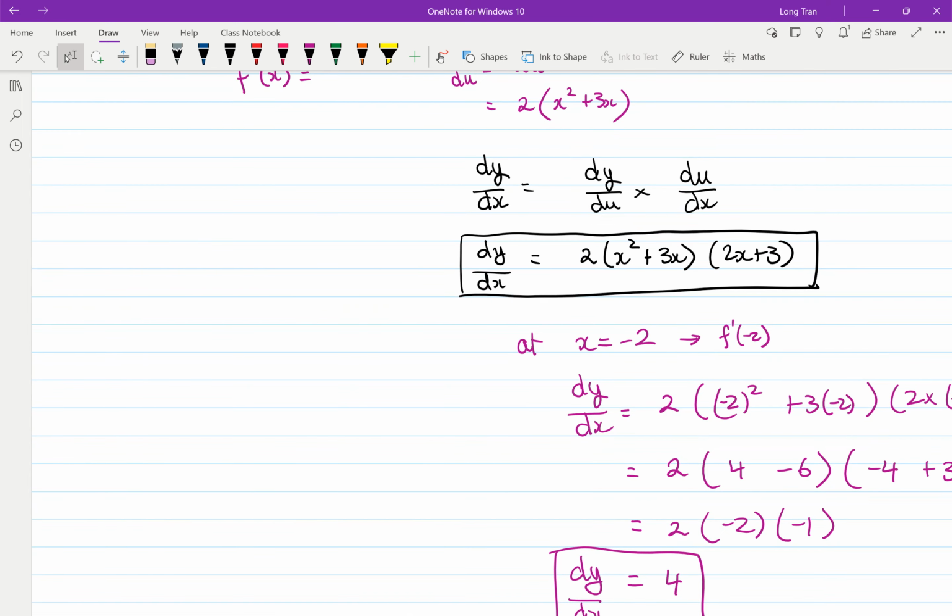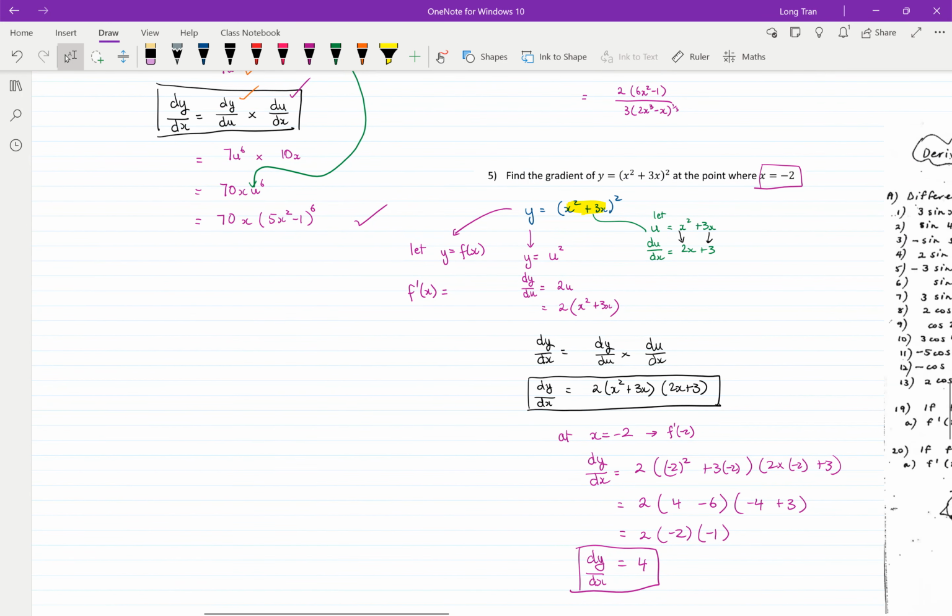Okay, so that's how you do question 5 there. But that's what I want you to do right now, just to practice that. Once you've got a feeling of chain rule, then I'm going to start giving you this sheet so that we can practice with the 6 rules that you've got.